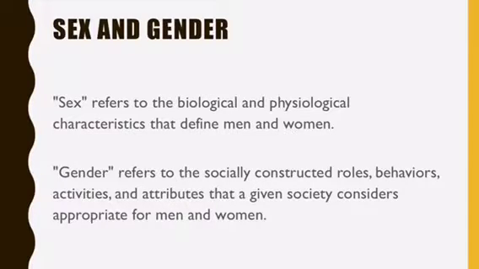Sex and gender. Sex refers to the biological and physiological characteristics that define men and women, while gender refers to the socially constructed roles, behaviors, activities, and attributes that a given society considers appropriate for men and women.